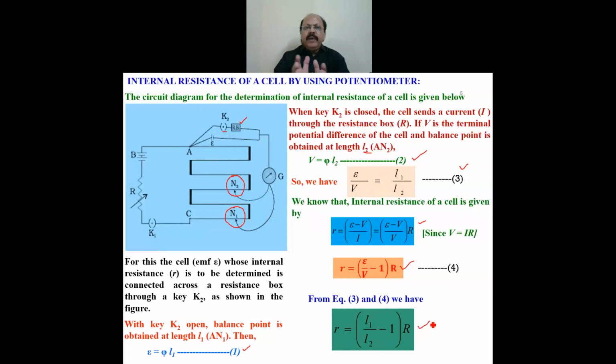So if you know the balancing length and the resistance from the resistance box, which is known, then we can find out the internal resistance of a cell by using a potentiometer. So this is about the internal resistance of a cell by using a potentiometer.